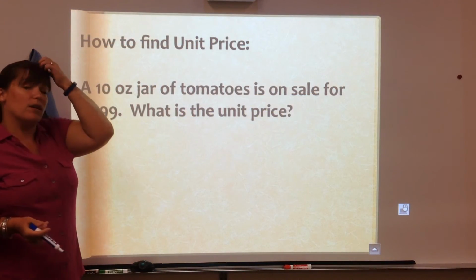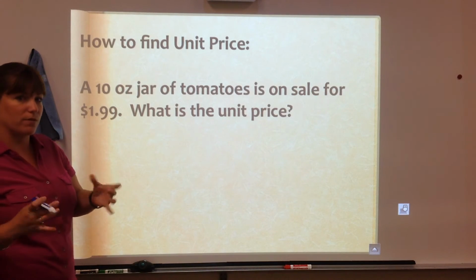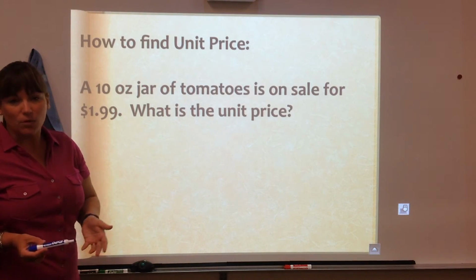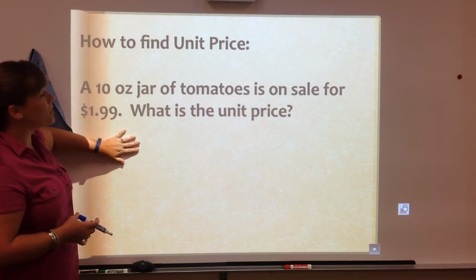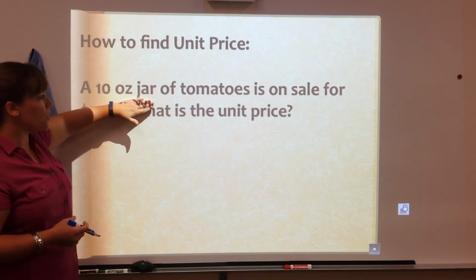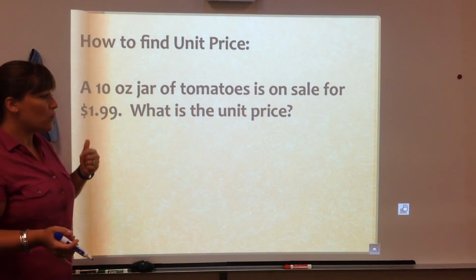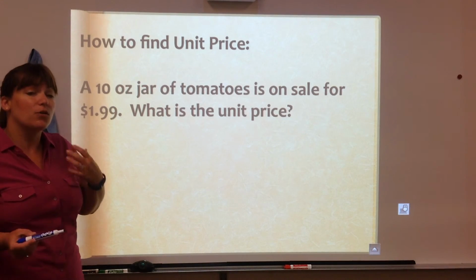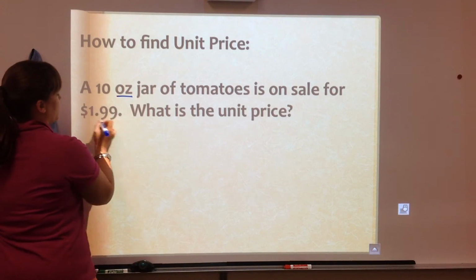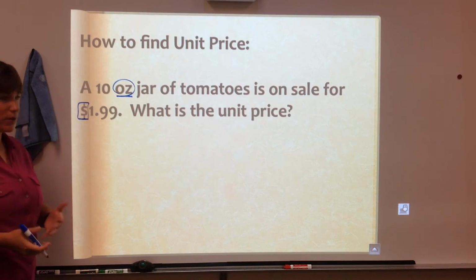So now we are on the pink paper right underneath that picture that was describing how to read a label in the supermarket or store. This is how to find a unit price. So a 10-ounce jar of tomatoes is on sale for $1.99. What's the unit price? We're going to do it the same way as a regular unit rate. We're going to start with the topics. So we have ounces and dollars.